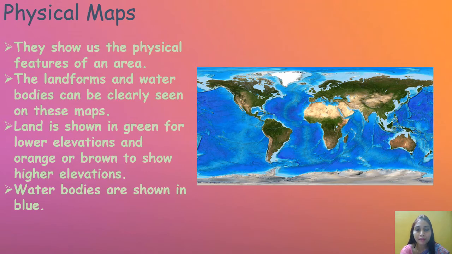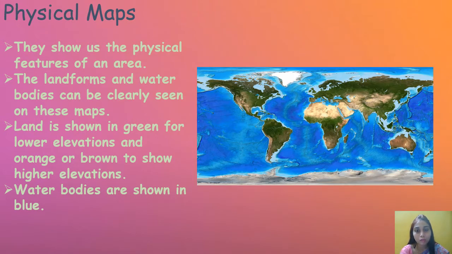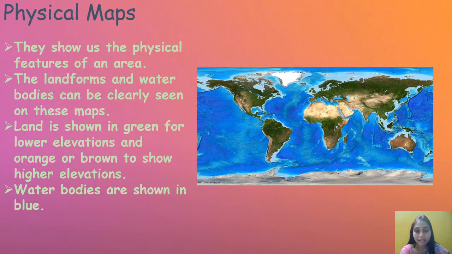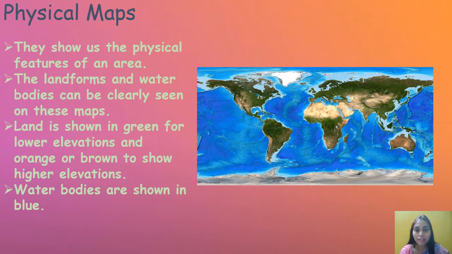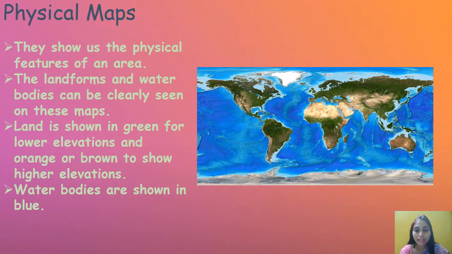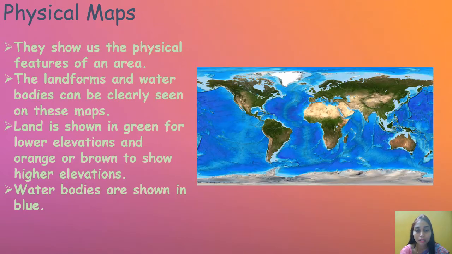So physical maps usually show the physical features of an area like landforms and water bodies. Landforms are usually shown in three colors, that is green, orange or brown, based on their elevations. Whereas water bodies like oceans, seas, lakes, etc., are always shown in the color blue.